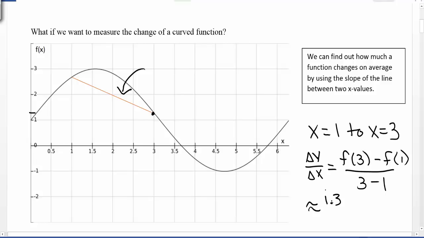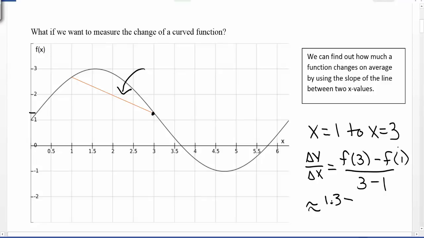You may have said 1.25. You may have said 1.2. Anything in that range is okay for an approximation. We want to get pretty close to what it is, but there's a little bit of room for error. So that's my f of 3 value, the y value that's connected to the 3.